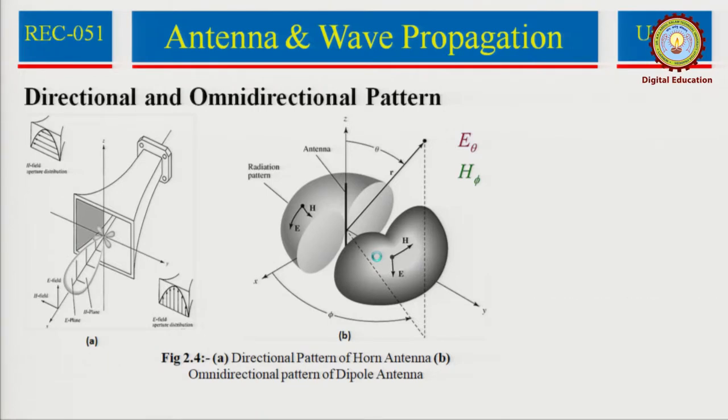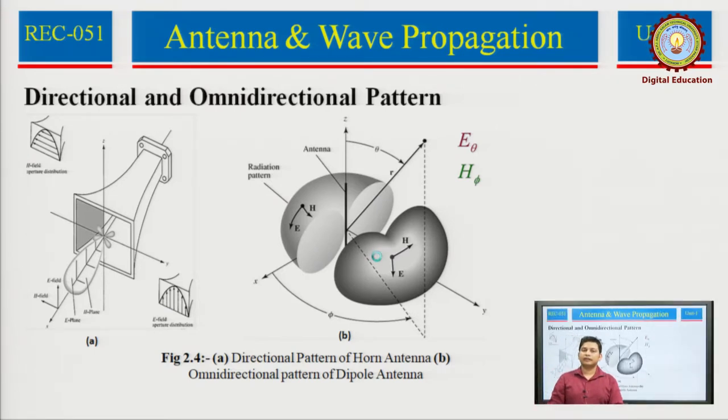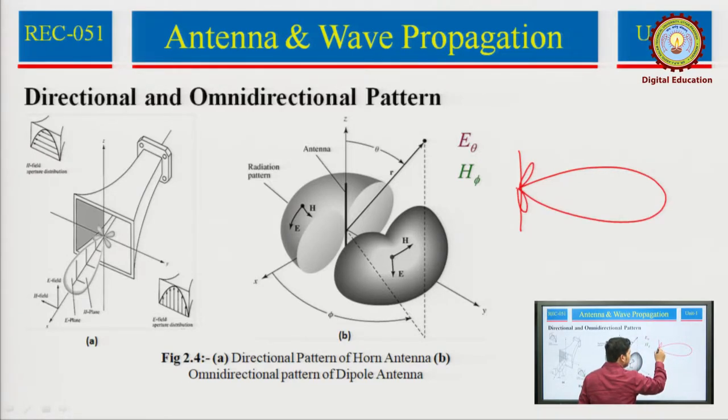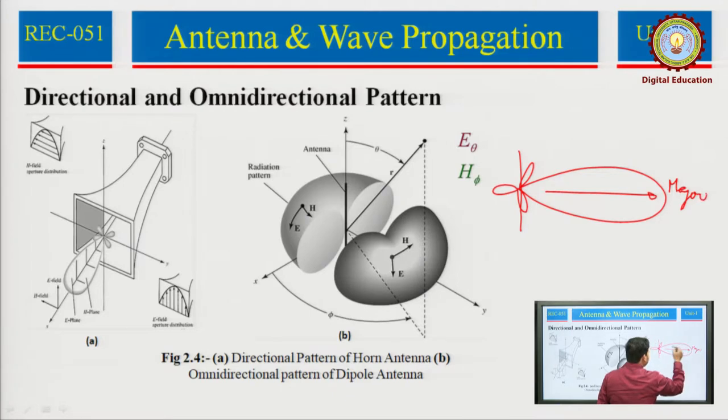Now, the radiation pattern of an antenna can be categorized into two categories. It may be a directional radiation pattern, or it may be an omnidirectional radiation pattern. What is an omnidirectional pattern and what is a directional pattern? In a simple 2D version, suppose this is my antenna, a dipole antenna, this is my major lobe, these are my side lobes, this is my back lobe, and this is the major power. Plus, minus, minus, this way. Again, if you make one more side lobe, this is plus, plus, and this is minus. We can define it the same way. The major power is concentrated over this zone.